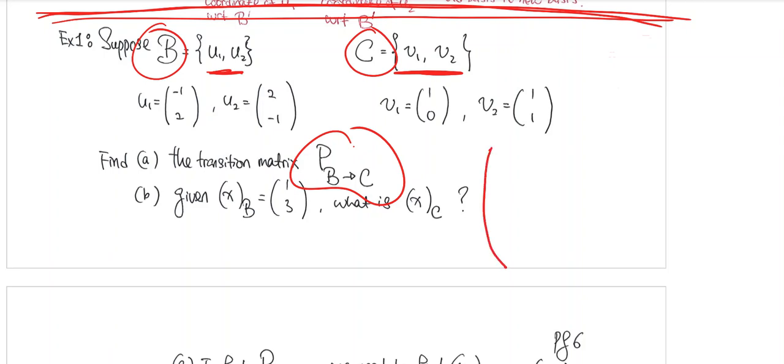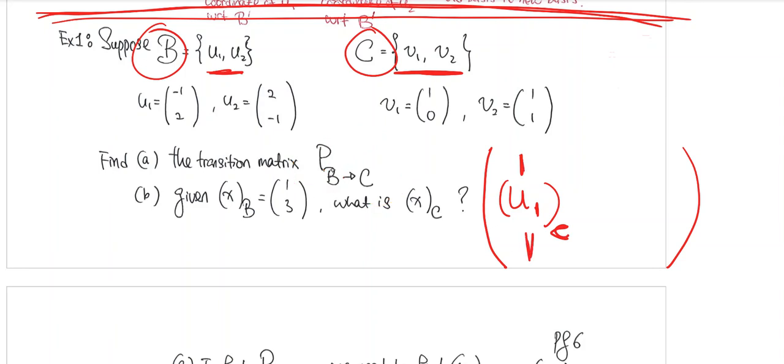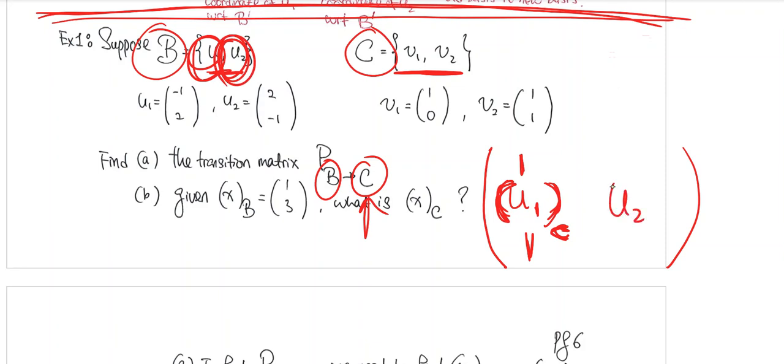So for this matrix, again, take the starting vectors. Take U1, but you don't put U1 itself; you put the coordinates of U1 with respect to C, and put it here. Why? Because this is the starting and this is the ending. So you take the starting vectors, but write their coordinates with respect to basis C. Then take the starting vector U2 and write its coordinates with respect to basis C.